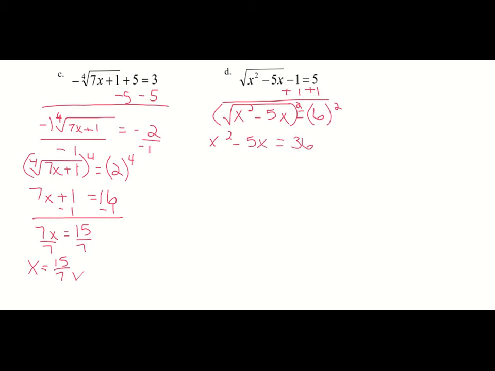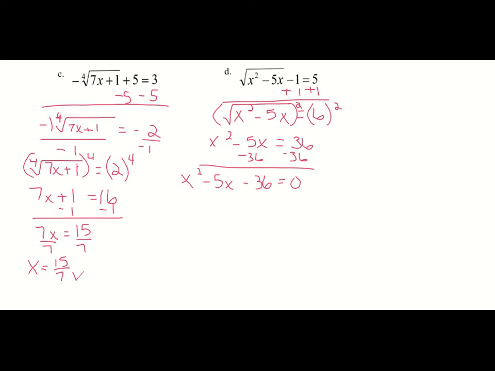Now this equation is a quadratic equation because the highest power is 2, it's x squared. It's different than a linear equation where we just isolate x. Remember, with a quadratic, we want to solve it either by factoring or the quadratic formula. So first we are going to make it equal to 0. So I'm going to subtract 36 from both sides. That's going to give me x squared minus 5x minus 36 equals 0. And let's go ahead and see if we can factor it.